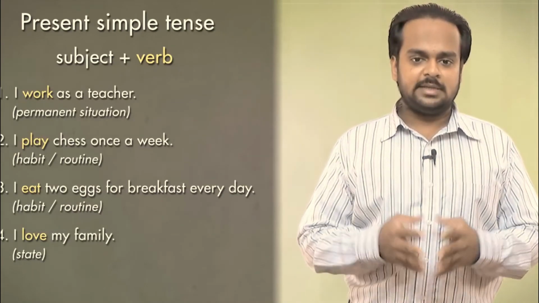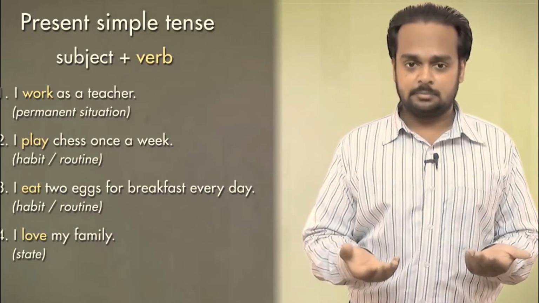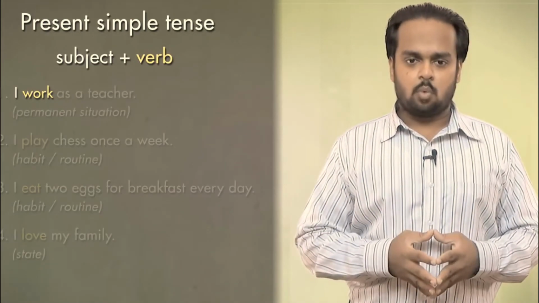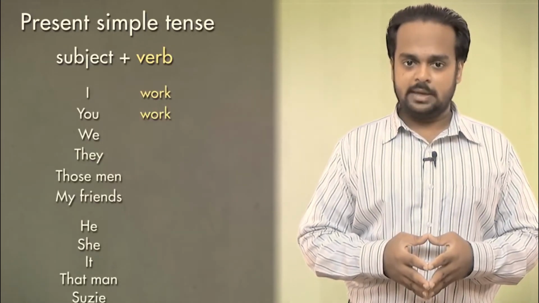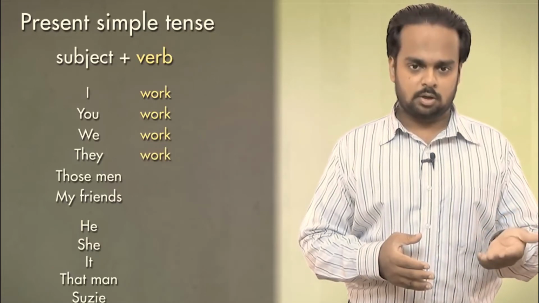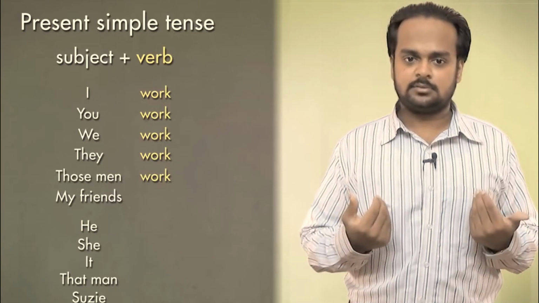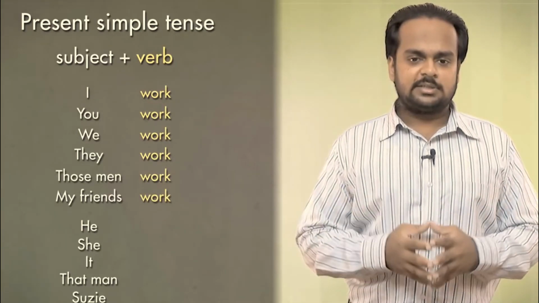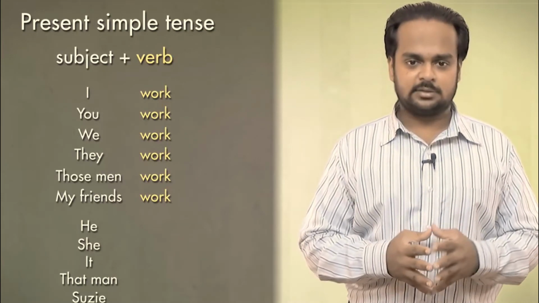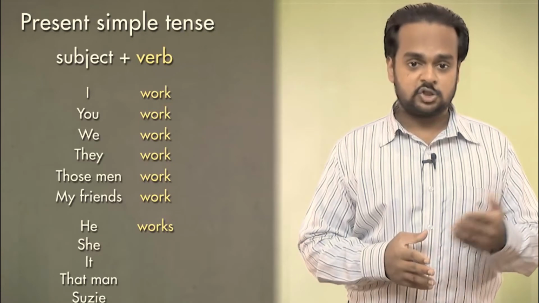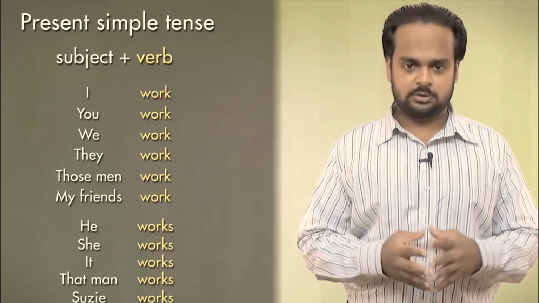Now, of course, it's easy to make these sentences with I as the subject. What about other subjects? Well, let's take the verb work and try out some other subjects. You work. We work. They work. What about those men? Those men work. My friends work. These subjects are just like I. But what happens when we have he as the subject? He works. She works. It works. That man works. Susie works.